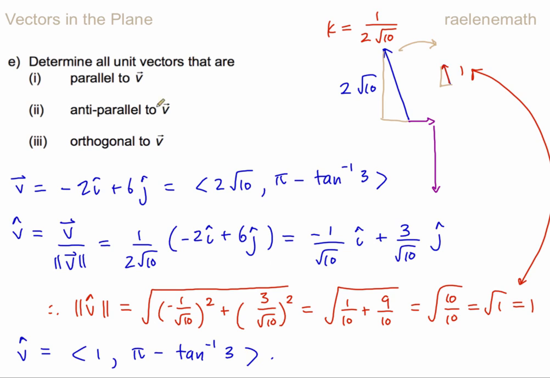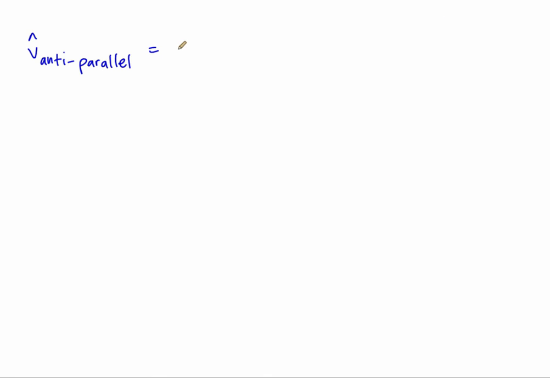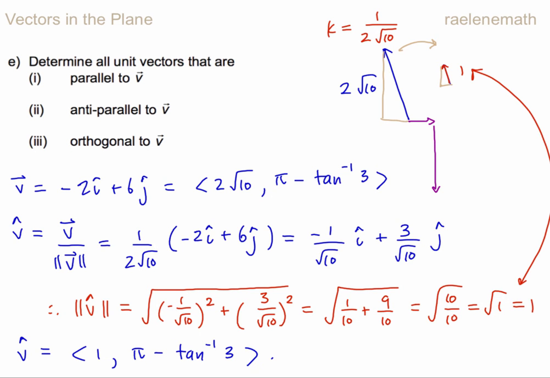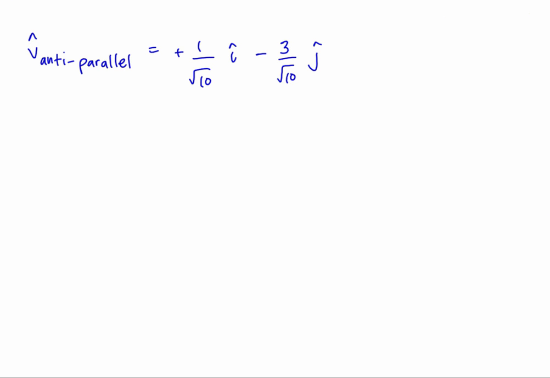And so our vector v anti-parallel, we notice that we are asked to write it, we weren't specified the form, so I'm just going to write it in the standard vector form. So we have positive 1 over root 10 i hat minus 3 over root 10 j hat. And that's essentially the same as taking this vector of magnitude 1 and rotating it 180 degrees.